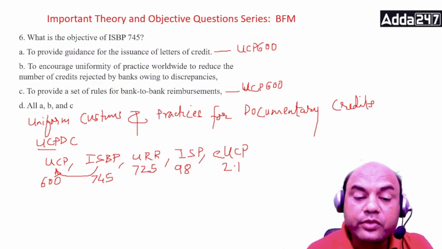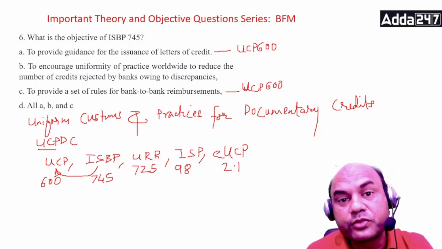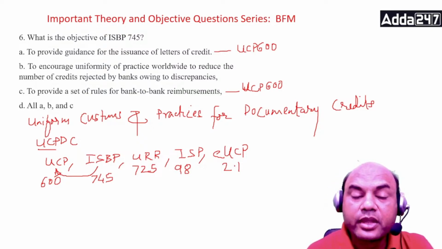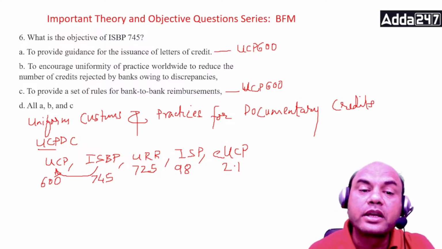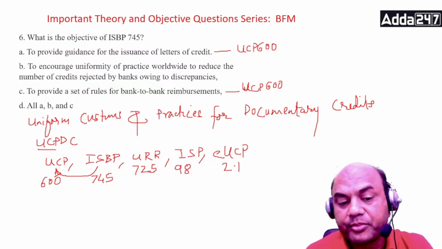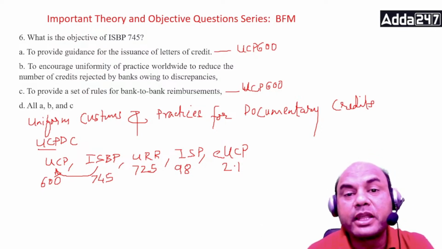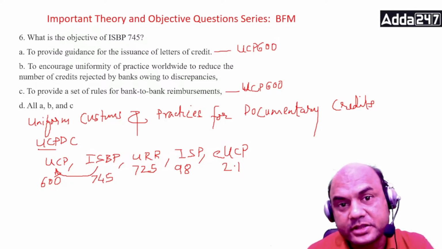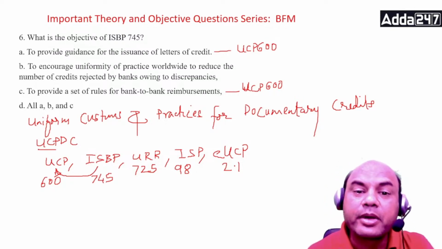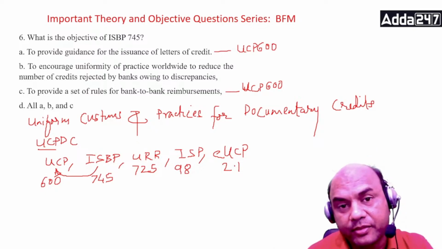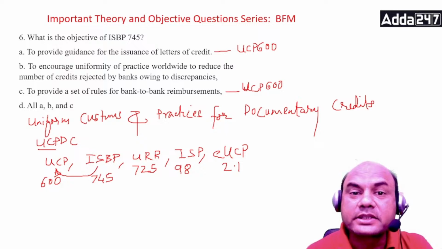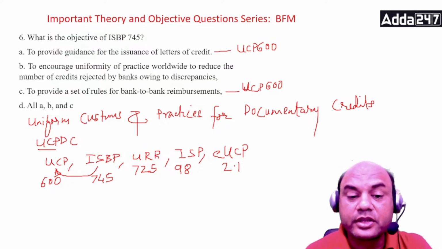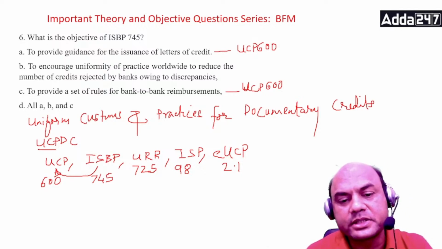URR is for Uniform Rules and Regulations for reimbursements. These are used when we use a reimbursing bank in between. ISP is mainly for standby LCs. What is a standby LC? A standby LC is similar to a guarantee. In Europe and America, banks can't issue guarantees, so that's why they issue standby LCs. That's why this ISP 98 has come into the picture.